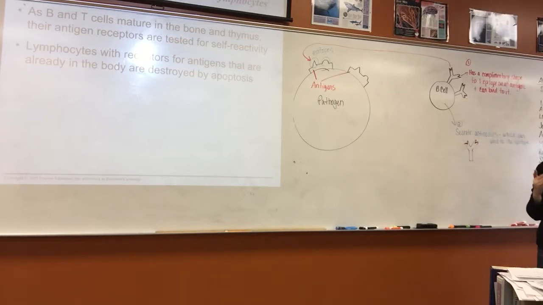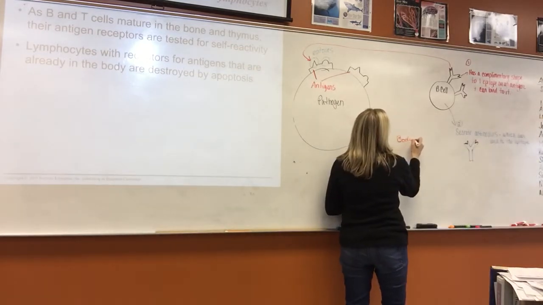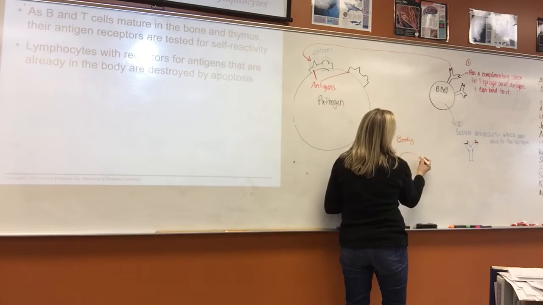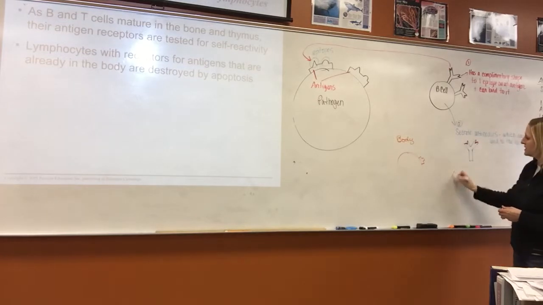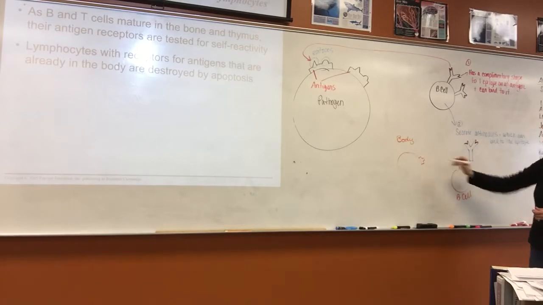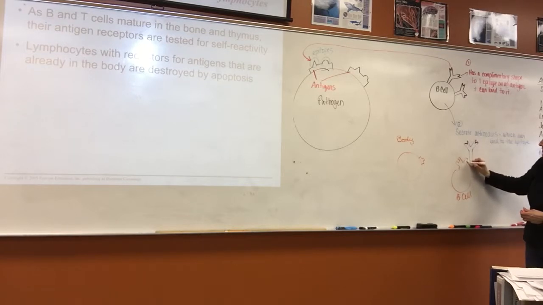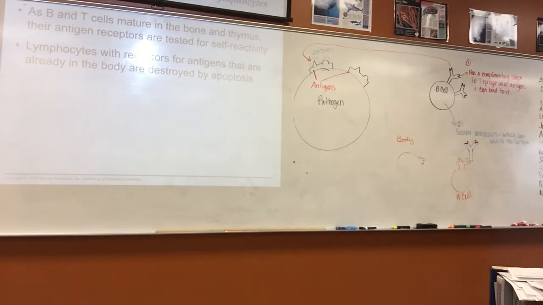And what happens is sometimes you can make B and T cells that the shape will fit into the antigen on your body cells. So let's say this is a body cell of you, and you have an antigen that has this shape here. So we can actually make B cells. If your body makes a B cell that has the antigen receptor that's complementary to that, it can bind to that and attack your own body cells. It can make antibodies against your own body cells. We don't want that to happen.